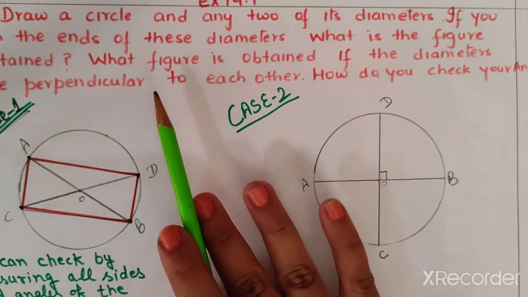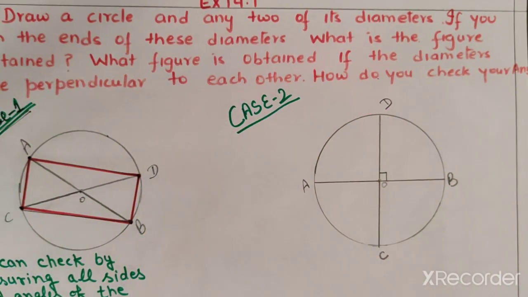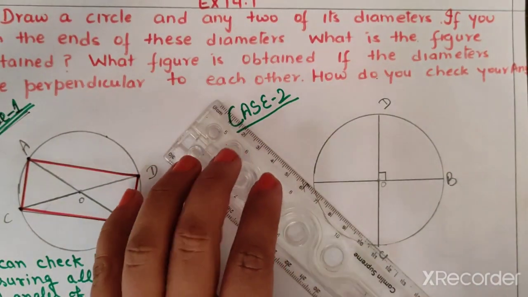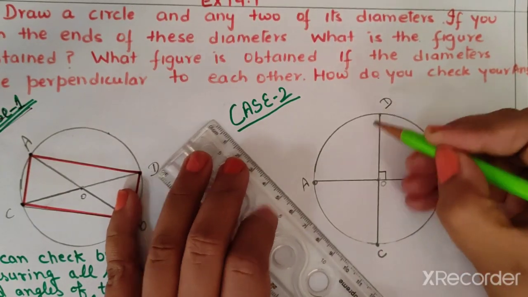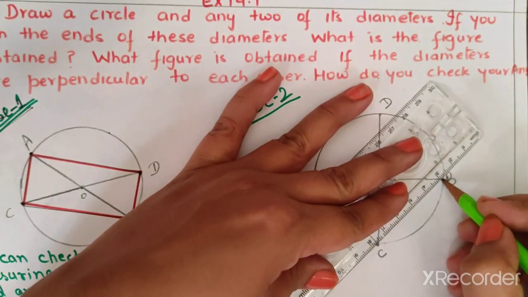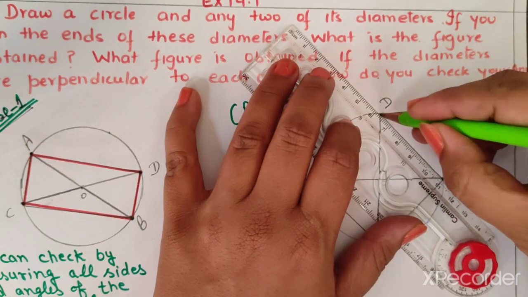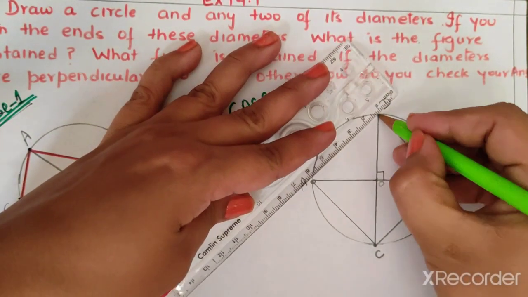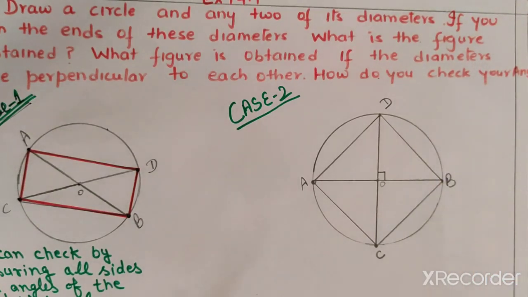So the next part was what figure is obtained if the diameters are perpendicular to each other. So again what we need to do, we have to join the endpoints of the diameters. So here A, C, B and D, these are the endpoints of the diameters. So we are going to join these points. Again you can see we have got a quadrilateral. This is a four-sided closed figure.